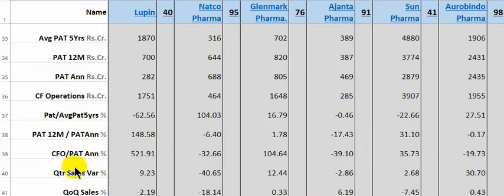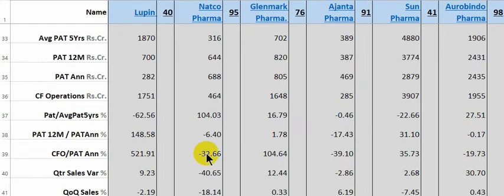In terms of how much of the profit was converted to cash in the last year, Lupin managed to convert 521% above its earnings. Its earnings were 282 CR and it managed to convert cash of 1751 CR. So from 282 of earnings, it converted 1751 in terms of cash. So that was 521% more than the profit after tax. This is a good value. We want to see more cash in terms of earnings.